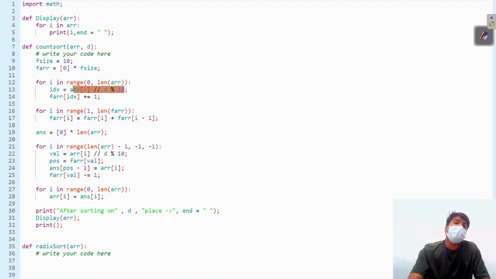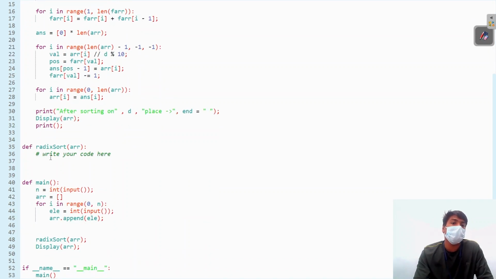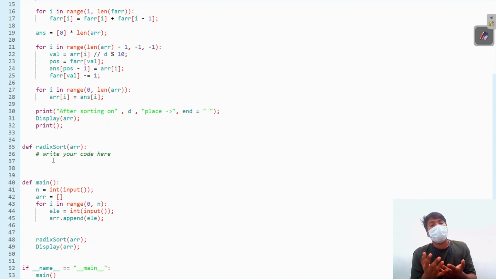We send it by dividing by the divisor, and now modulo with 10. Now we have to maintain this d so that we can get the exact element. So first of all, we have to decide till when we are going to do this count sort. We have to call this count sort till the highest number will be divided completely. So let us take out the highest element from the array.